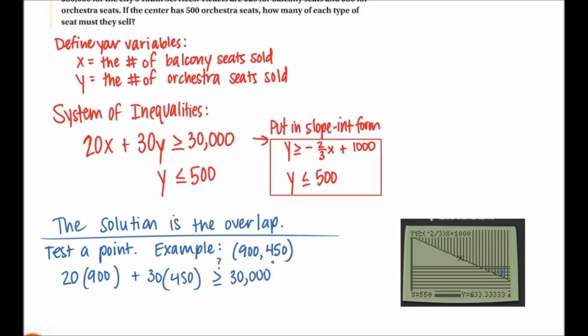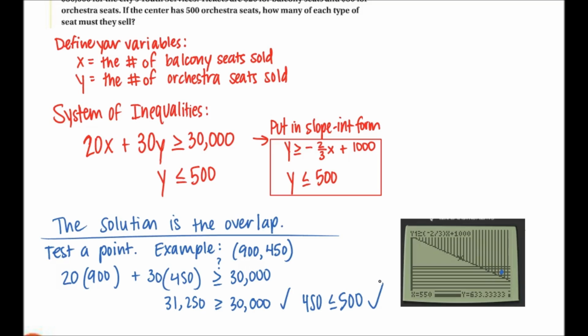When you multiply and add those numbers, you find out that the left side is 31,250, and that it is greater than 30,000. And now for the second inequality, which is just y is less than or equal to 500, we just need the y coordinate of our test point, which is 450. And that is less than 500. So it does work for both inequalities, which ensures that we have the correct solution set shaded.